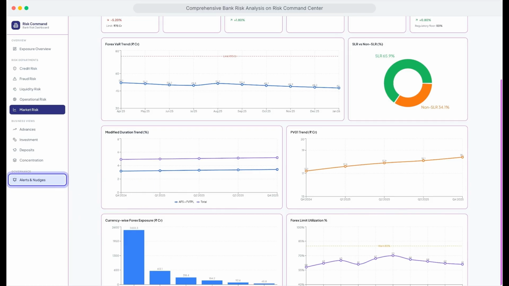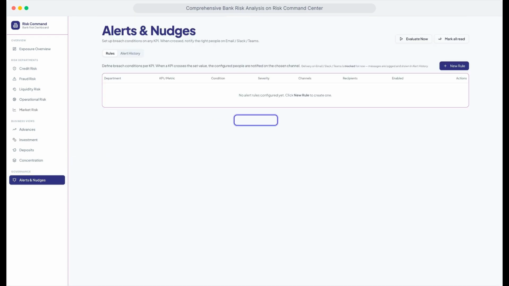Next, we move to alerts and nudges. This section helps convert dashboards from passive monitoring into proactive risk action. Instead of waiting for users to manually check dashboards, the platform can notify the right stakeholders when a KPI crosses a defined threshold. Here, users can define breach conditions for any KPI.